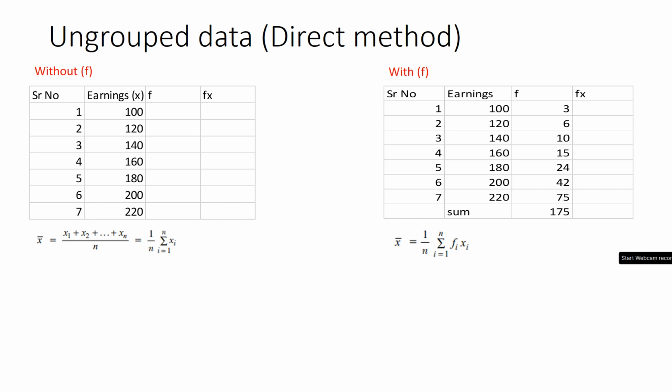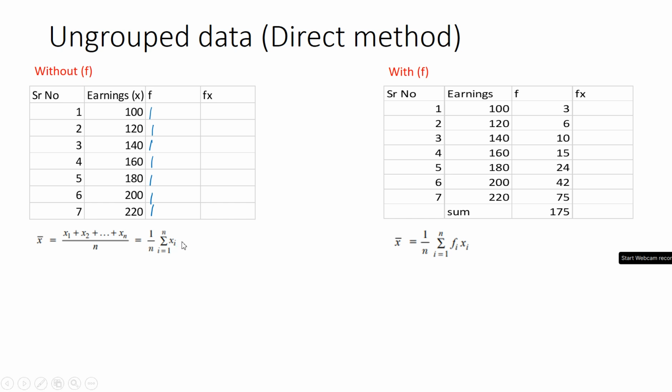That means one person earns 100, another person earns 120, and so on. So can I fill the table here? Rather than keeping the frequency empty, I will make it 1, 1, 1, 1, and so on. If you notice, the formula below is summation x upon n. So the total sum of all the observations divided by the number of observations will give you the mean. To make it simple, I have included f, or the frequency. Even if you keep the frequency as 1, it would not affect the formula.